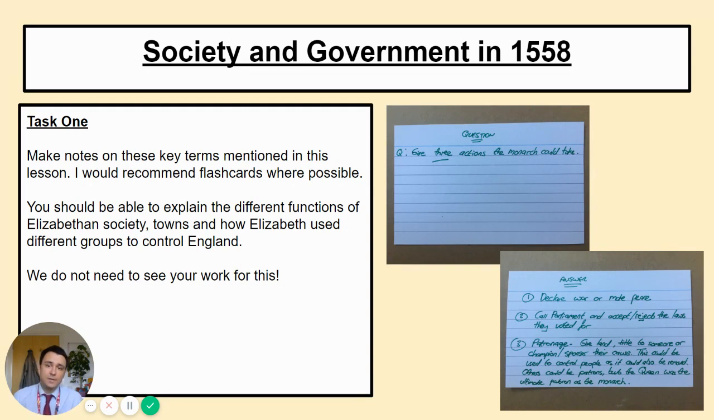You should be able to explain the different functions of Elizabethan society, so where the different groups were, how it changed in the towns, different groups in towns, and how Elizabeth used different groups to control England. Now, we don't need to see your work for this. I'm going to trust that you're doing it. You want to be aware of these key terms as we go on throughout the course. This is a great starting point here.